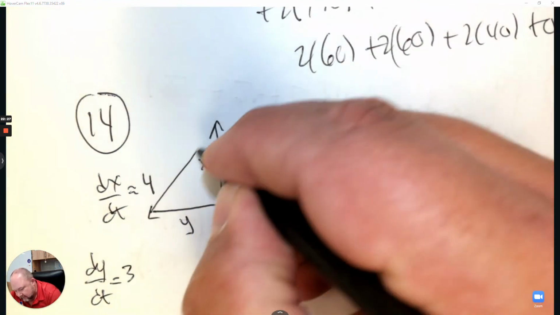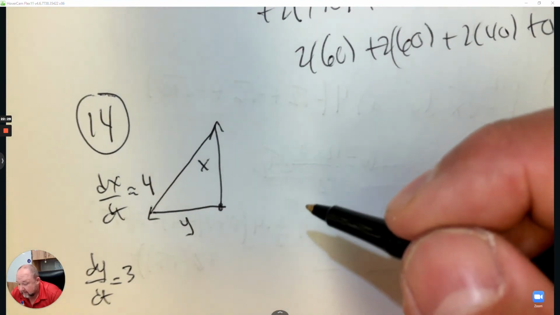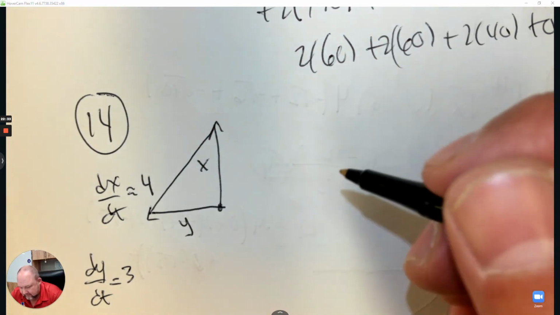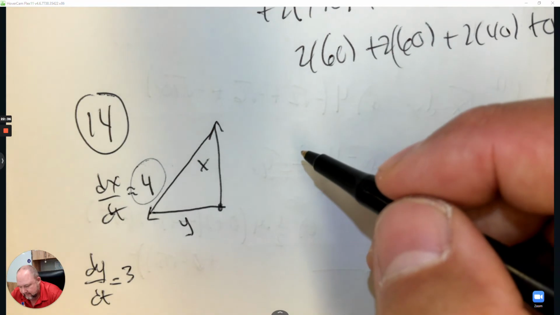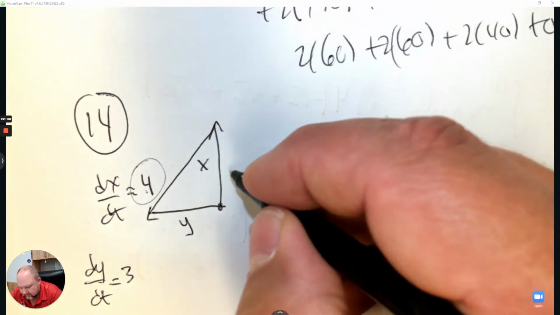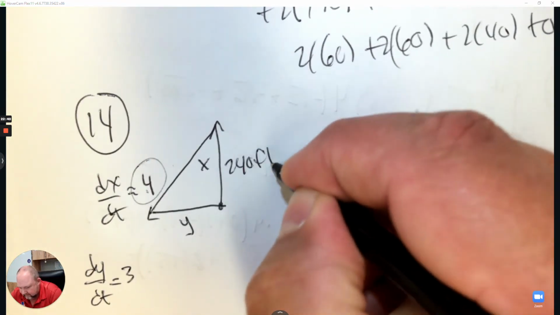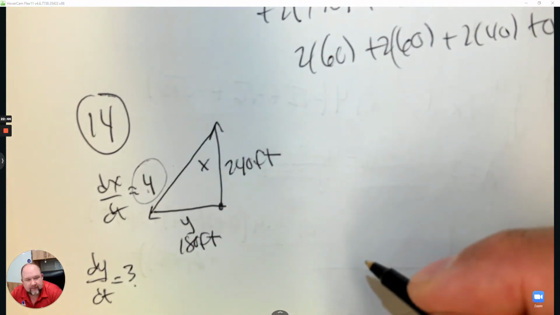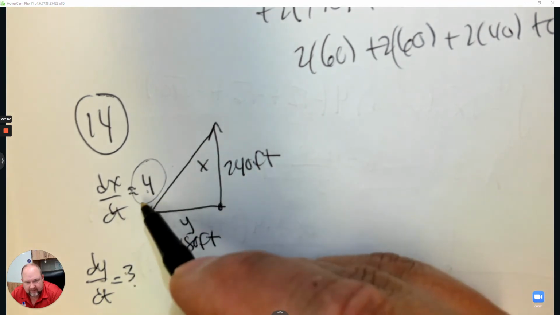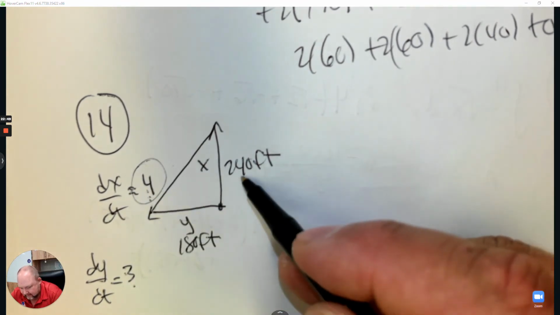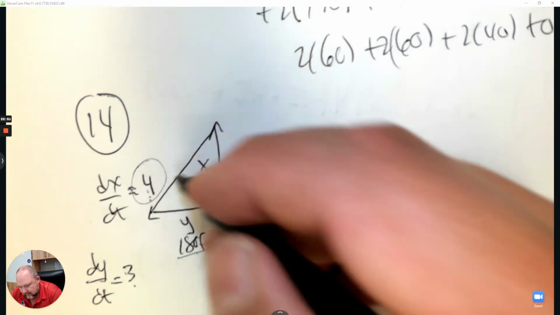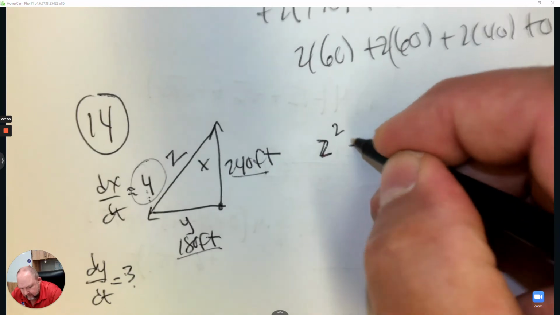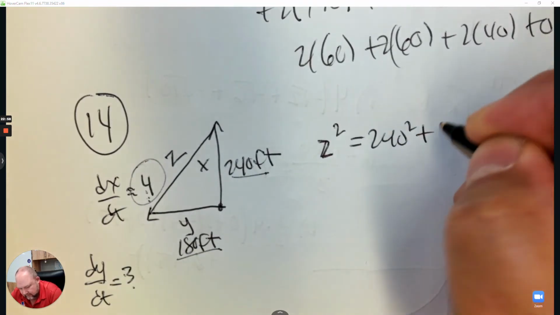So here is the distance separating them. If you're walking 4 feet per second, there are 60 seconds in a minute. So 60 times 4, that's 240. That's how many feet. And then 3 times 60, that's 180. That's where that number comes from. Using the rate times 60 seconds gives you the distance. So I'm going to call this z. So z squared is equal to 240 squared plus 180 squared.